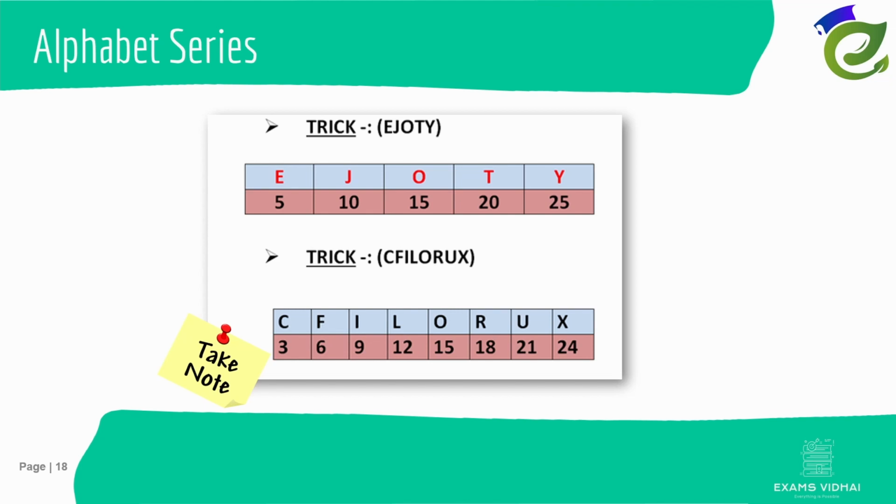Next trick we have is CFILORUX. C corresponds to position 3, F for 6, I for 9, L for 12 and the numbers go on. So if we see any letter near these letters, we can clearly do that. Let's say K. K is near to L. So L comes next to K and L has 12. So K lies on the number 11.